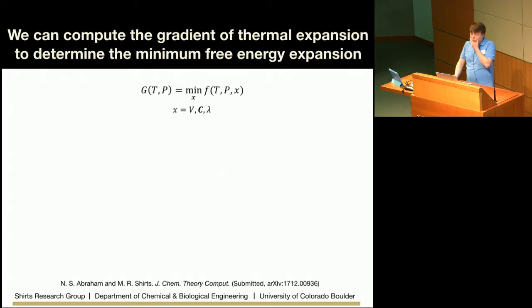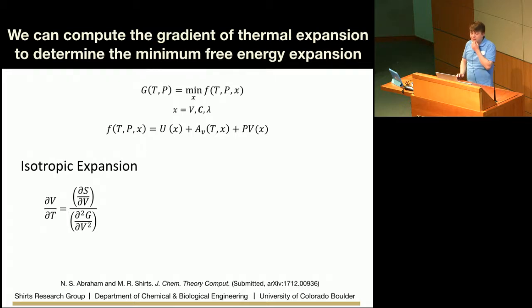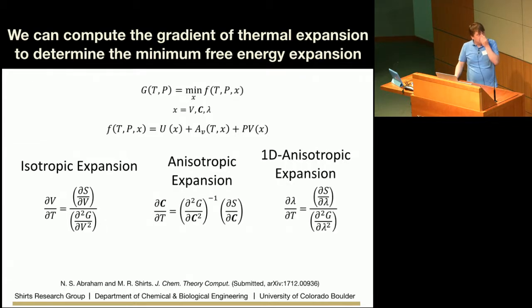So we took a look at this as essentially a minimization problem. We're trying to minimize some function over, it could be the box volume, it could be your set of box vectors, or maybe you can parameterize things in a single parameter. And so you can look at this minimization problem, and what you can show is that the change in volume with respect to temperature can be written in terms of a change in entropy with respect to volume and a second derivative of the free energy. But then this generalizes to multiple dimensions as well.